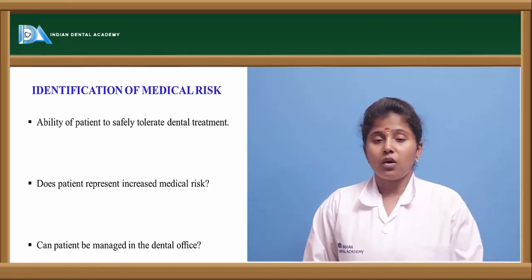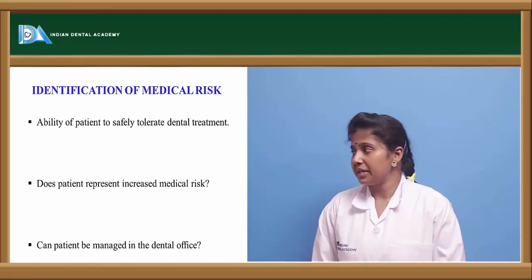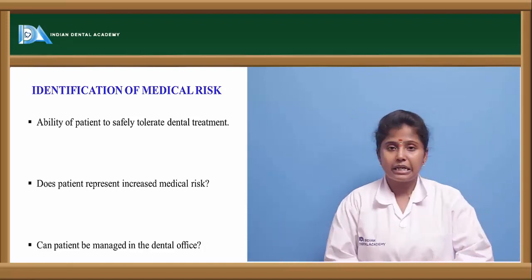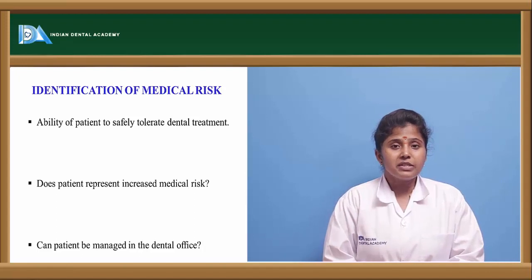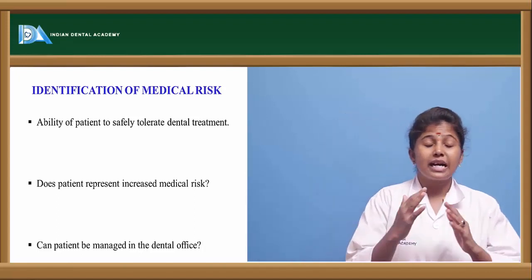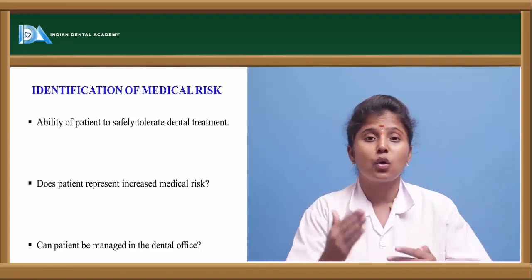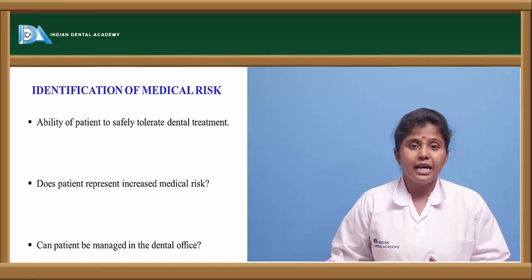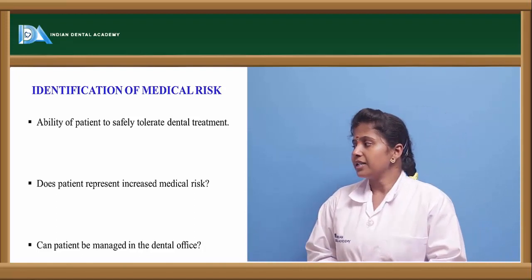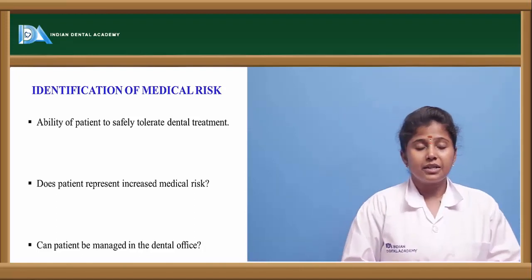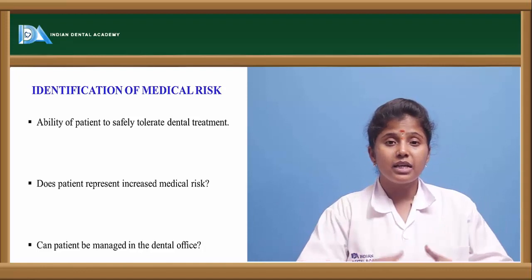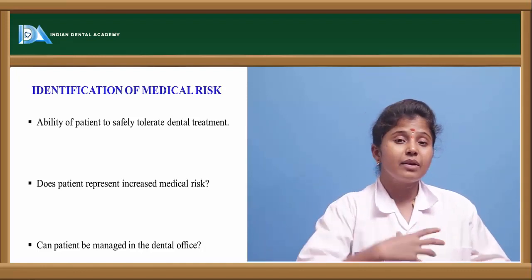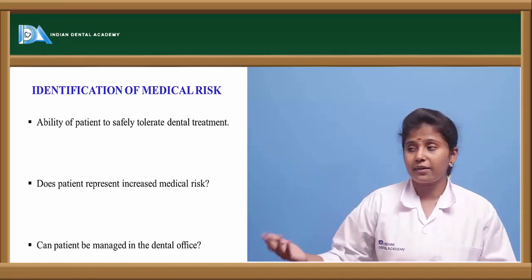Identification of medical risks. How can we identify that the person is having a medical risk? So, the ability of the patient to safely tolerate dental treatment. If a person is coming to the dentist, then he has to be able to tolerate the treatment which is given. If he is not able to tolerate it, then he is at high risk for that dental treatment. And does the patient represent an increased medical risk? So if we give that treatment, whether the patient can tolerate it or whether he is having more chances of that risk. So we have to identify that.